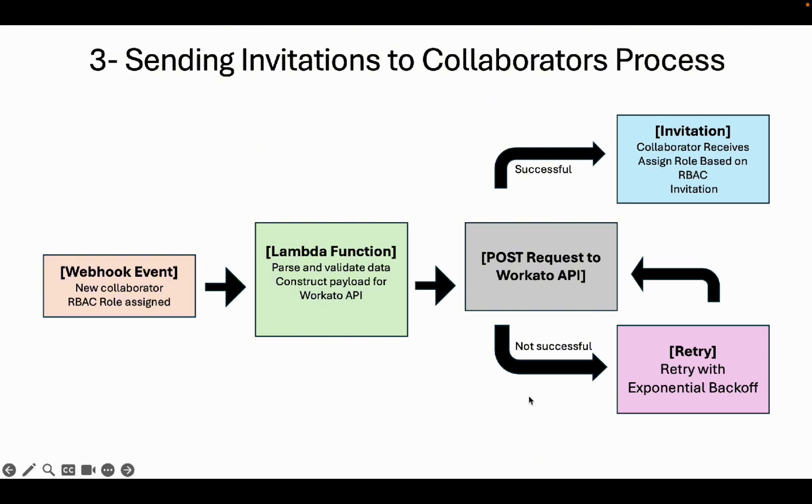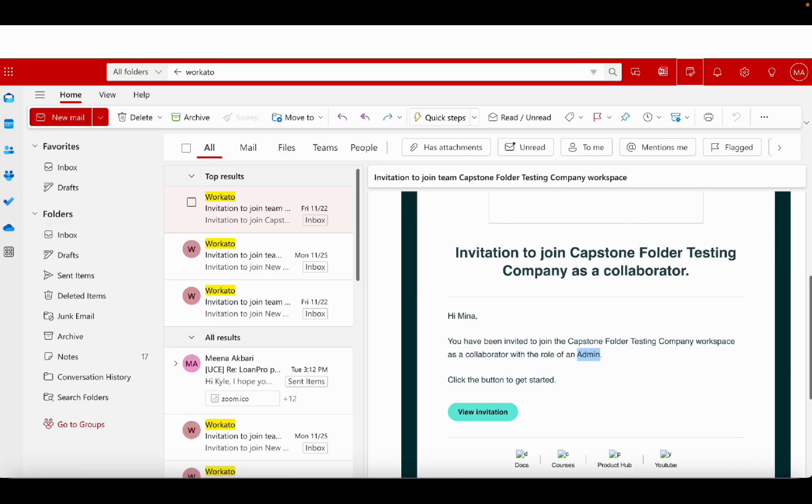But if the process fails due to temporary issues, the system uses exponential backoff to retry the request. This means that it waits longer between each try to avoid overloading the server. This is the invitation through an email with the assigned role.